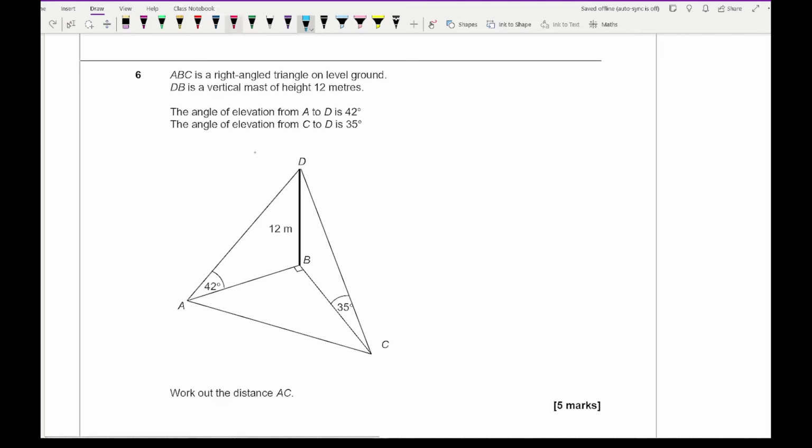So what I need to do is work out what this length here is, and then work out what this length here is, and then use Pythagoras to work out what that green line is. So if I start by working out this pink line here, if I take that triangle out, we've got 12, I'm just going to call that x, and we know that this angle here is 42.